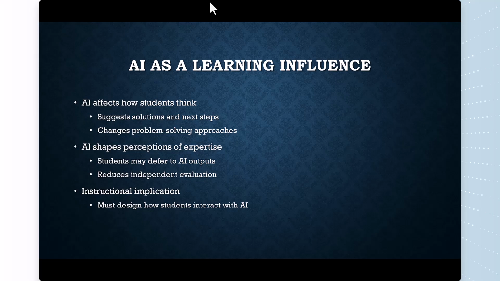AI affects how students think. It suggests solutions and next steps. It changes problem-solving approaches. AI shapes perceptions of expertise. Students may defer to AI outputs instead of means that they had used in the past to determine their own outputs. It reduces independent evaluation. So the instructional implication is that we must design how students interact with AI within our classes.